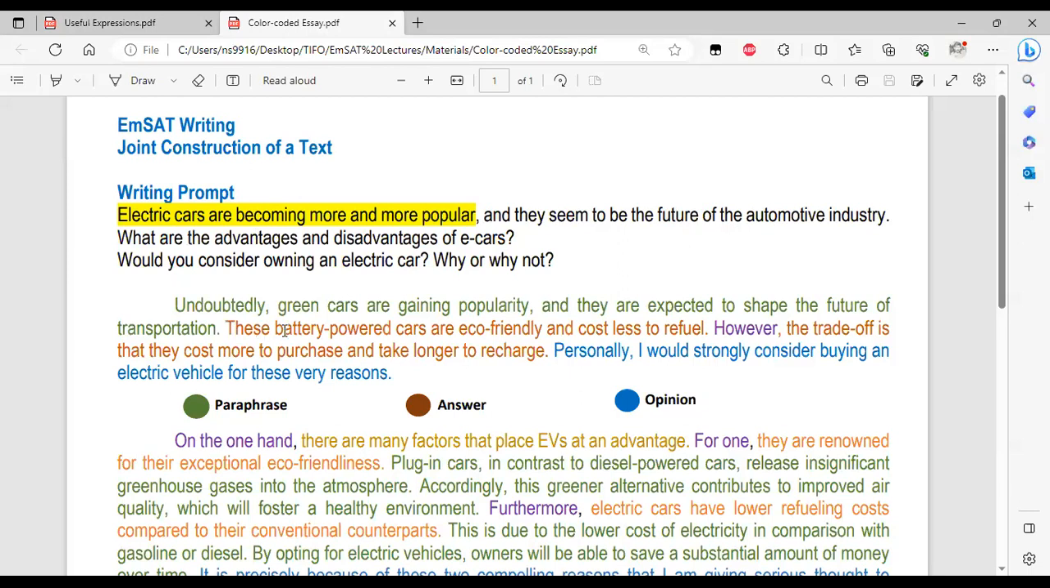Look: these battery powered cars are eco-friendly and cost less to refuel. You see, these are advantages. Okay, however, because the question mentions disadvantages, I must mention both. However, the trade-off is that they cost more to purchase, they are very expensive and they take longer to recharge. I gave two reasons for the disadvantages. Your opinion: it asks would you consider, your opinion. Personally I would strongly consider buying an electric vehicle for these very reasons, the reasons I mentioned.